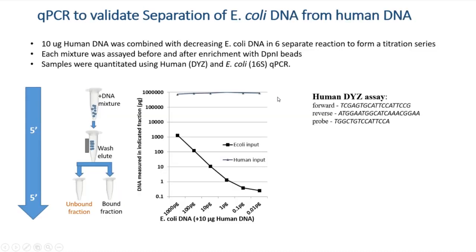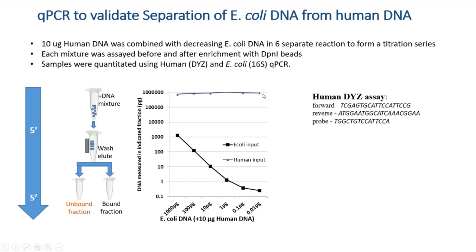So how do we set up an assay or a test to look at that? In this particular test, we've included a 6-point titration series, and each one of these data points is a mixture that includes 10 micrograms of human DNA and some amount of E. coli DNA in decreasing amounts in each of the 6 tubes, down to 10 femtograms. So when we make this mixture, we use our E. coli primer probe set. We also have a human probe set. And we measured the inputs to generate these two curves.